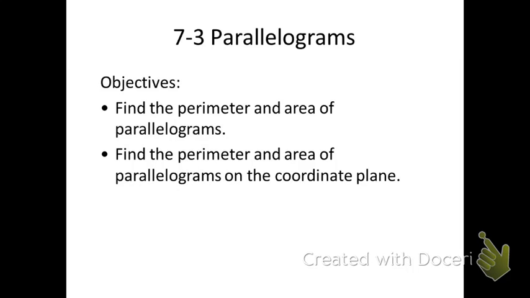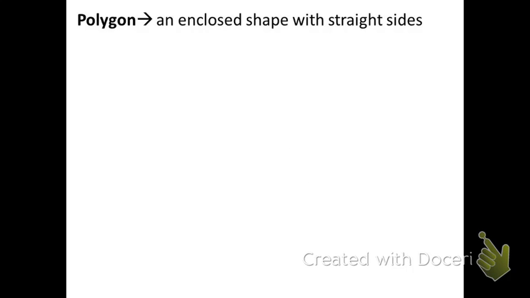Today in class we learned how to find the perimeter and area of parallelograms when it was on the coordinate plane and when it was not. So first of all, a polygon is an enclosed shape with straight sides. So we talked about how this is not considered a polygon because it's not enclosed. This doesn't have straight sides.